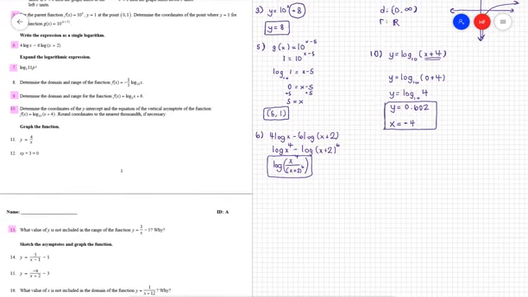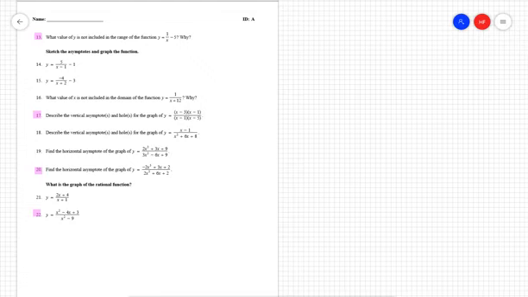Now let's move on to the second page. Number 13. What value of y is not included in the range of the function y equals 1 over x minus 5? So it's asking what value of y is not in our range.